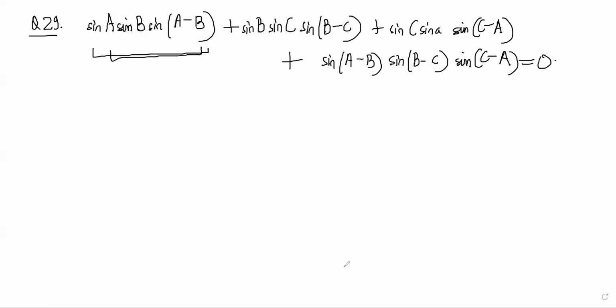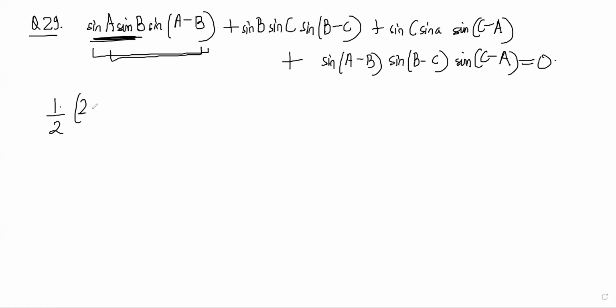Sir, I try to make a group. I try to prove sine A into sine A minus B, and I convert it with the formula: cos A minus B minus cos A plus B. You have to convert sine A sine B into cos minus cos.